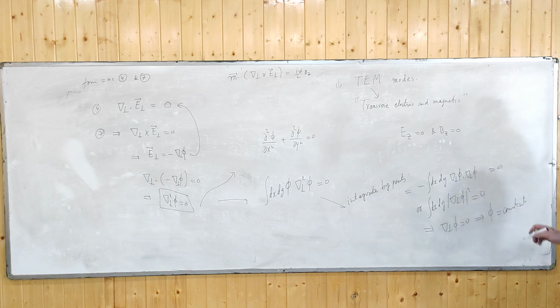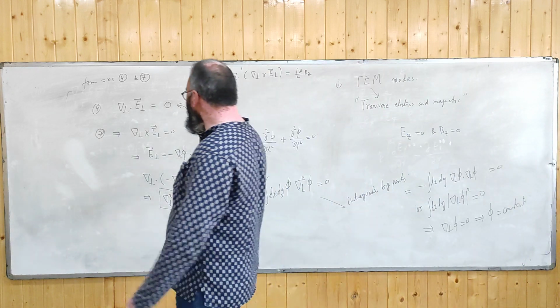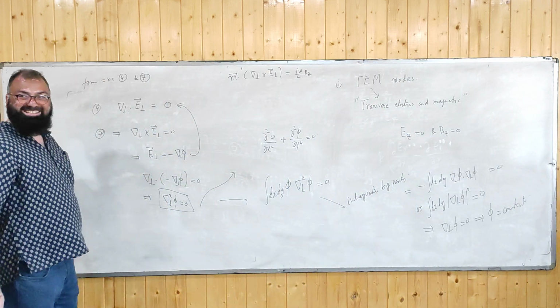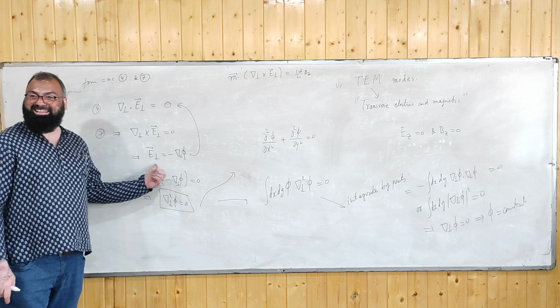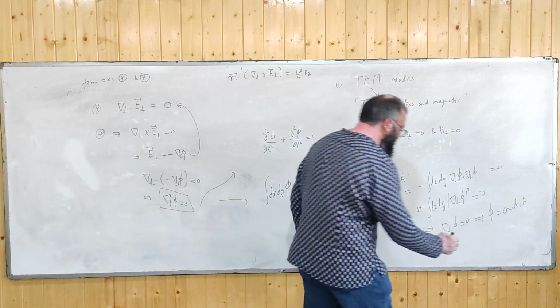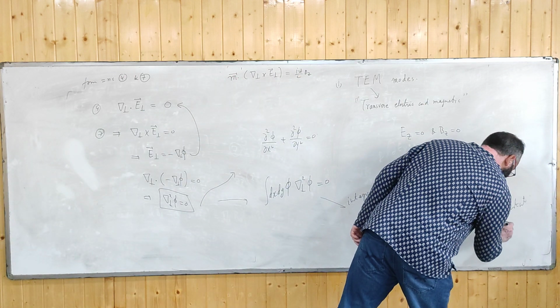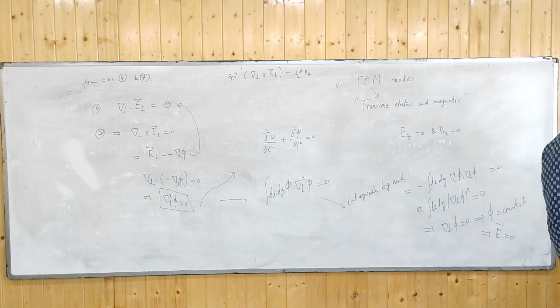So when you are having the gradient of phi equal to 0, what does it mean? Phi is constant. Now you are having phi constant. What is E perpendicular? Phi is constant, so what will be E perpendicular? 0, is it? Which implies the electric field is 0 actually. So that means if you consider no longitudinal components of the field, it means you will be having no transverse components either.